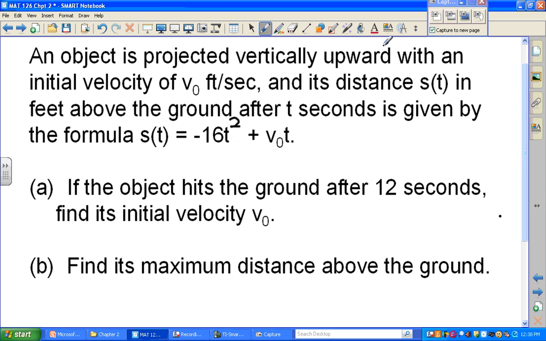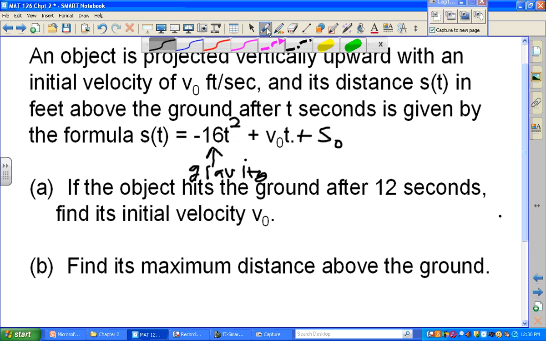What's missing is, in this equation, it's supposed to be plus s sub naught. That's also supposed to be there. That's the initial position. So you have gravity. You have the initial velocity, you know, the oomph it starts with, and the initial position.